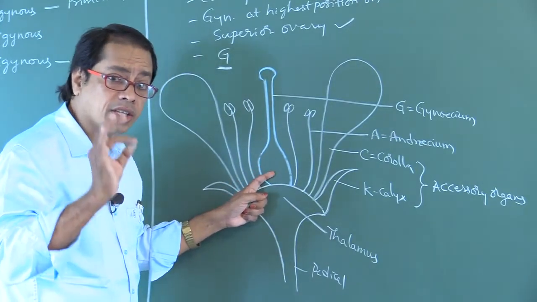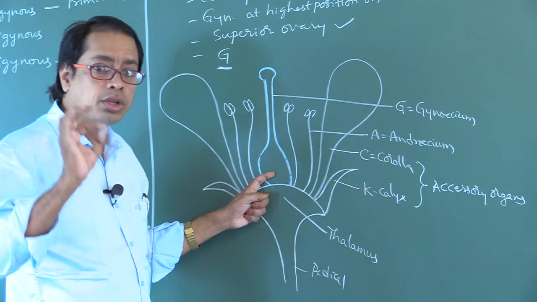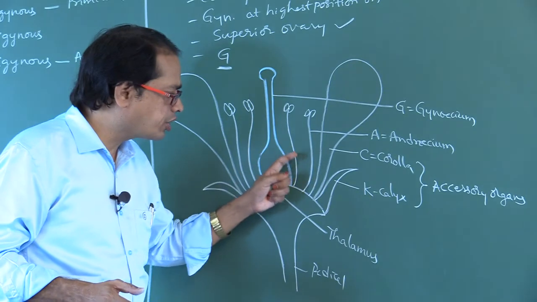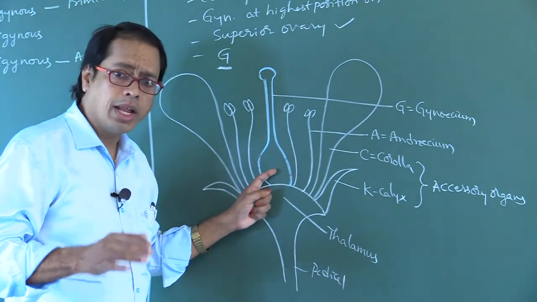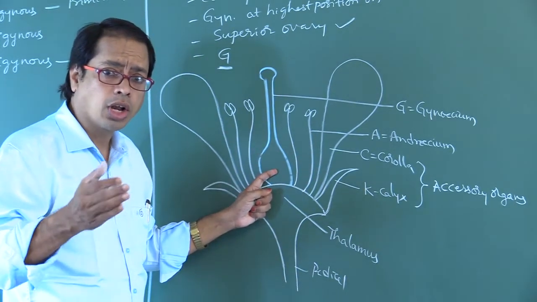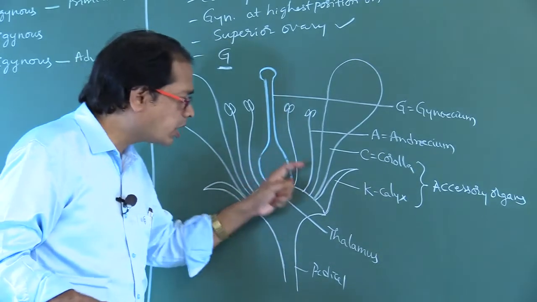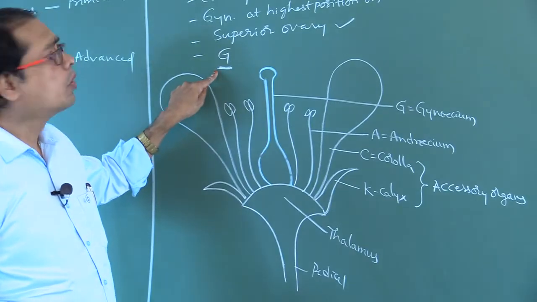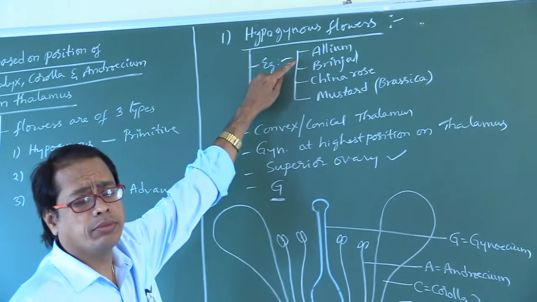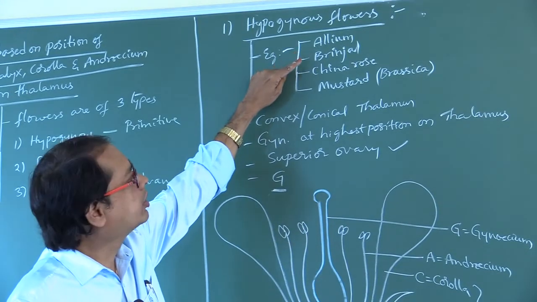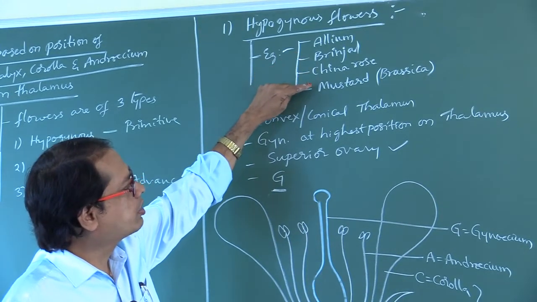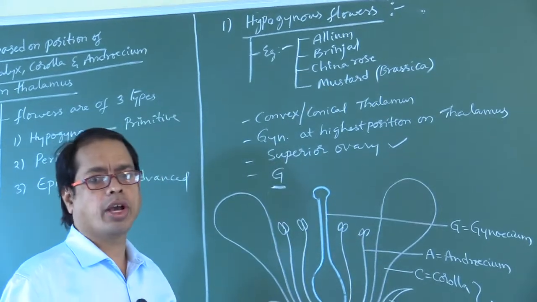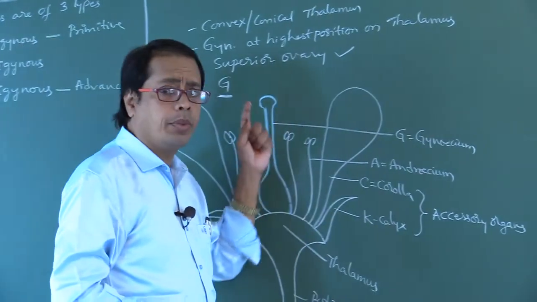So ovary is superior. And remaining floral parts like calyx, corolla and androecium are present below the gynoecium. It is represented like this. Okay, what are the examples? Allium, that is onion, brinjal, China rose, mustard. Mustard means brassica. This is about hypogynous, which is considered as primitive type.